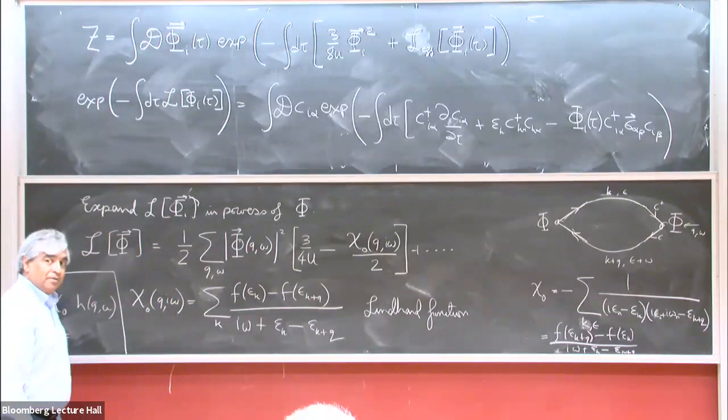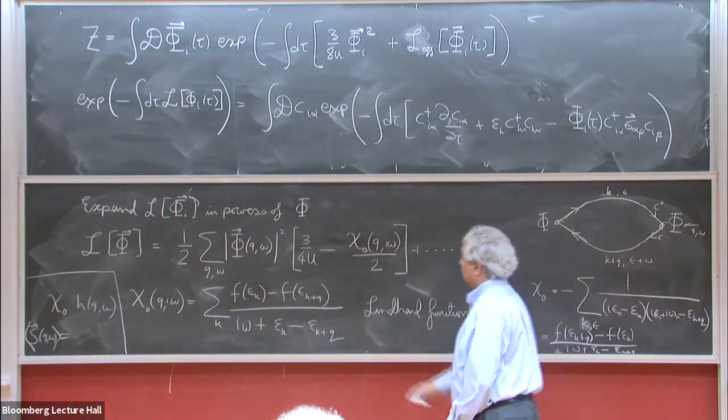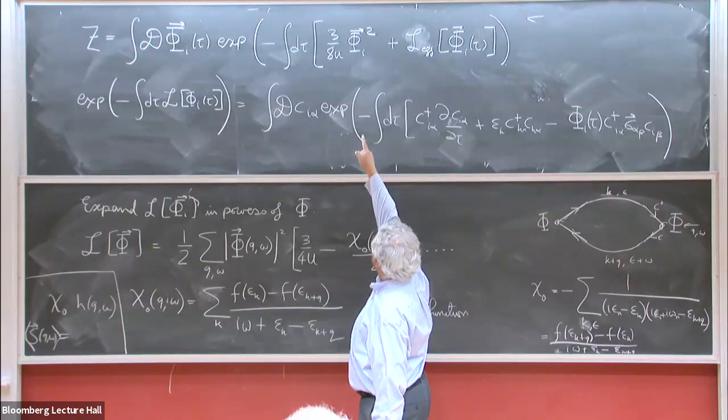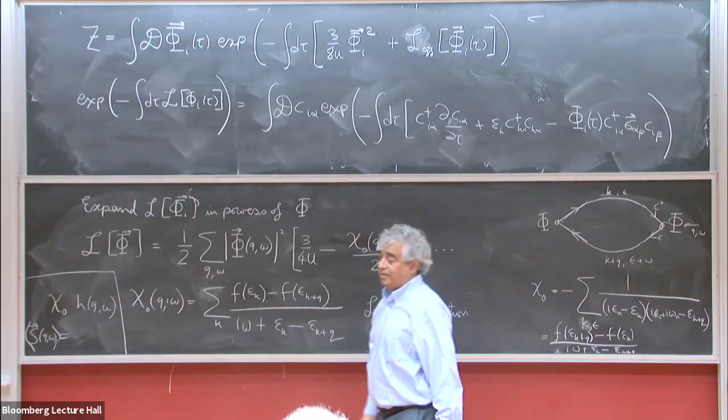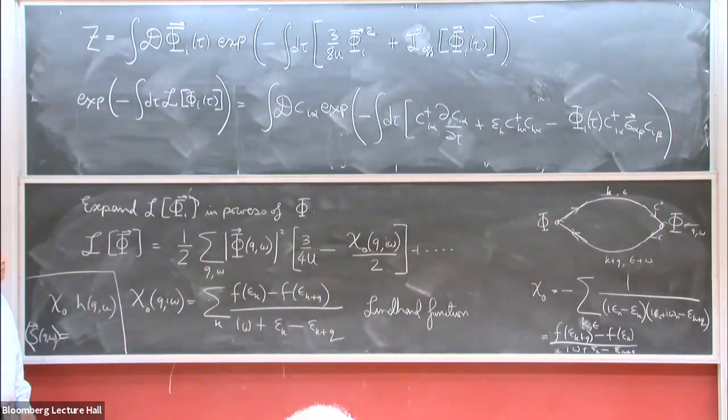Sorry, can you repeat where the first term comes from? The one without the linear response function? This one? Yeah. That's the 3/8, the phi squared term. Oh, that came from the Hubbard-Stratonovich transformation. You're writing the full Lagrangian now. Yes, yeah.